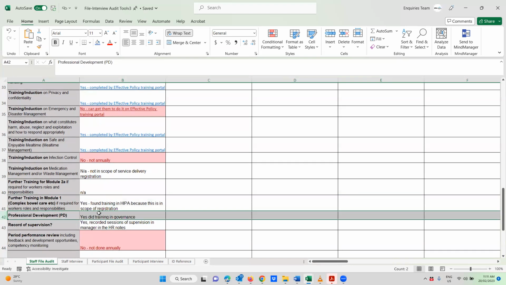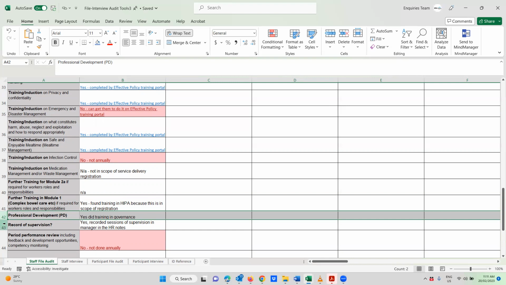Then there's professional development. What else did you do on top of that? What else have you trained yourself or your staff in? We would want to see evidence. If it says somewhere in the file that someone's done some training on governance, we'd want to see proof, otherwise it doesn't exist. Yep. So a nice certificate goes down well.